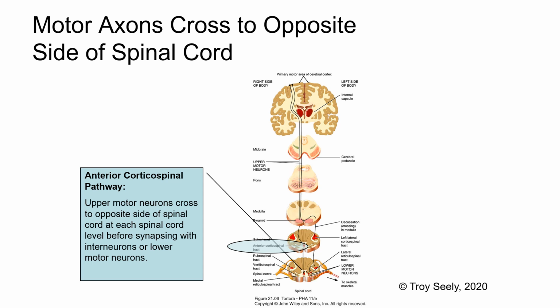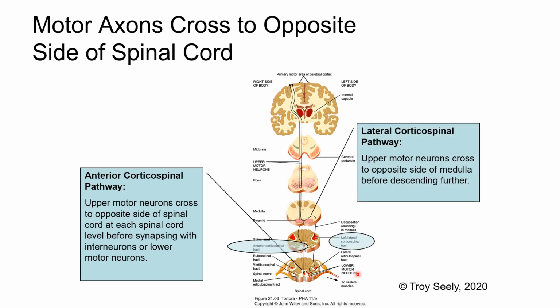So if you follow that pathway down, it continues on all the way down through the spinal cord until it finds the particular level that it has to then cross over to synapse directly towards the muscle that it will innervate.